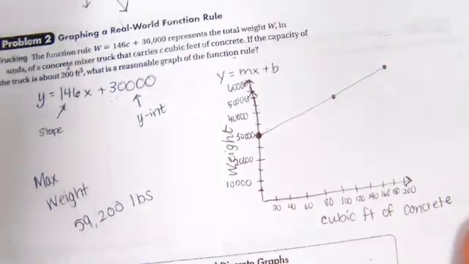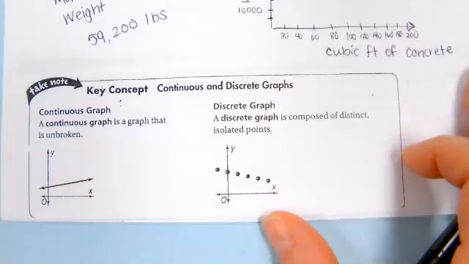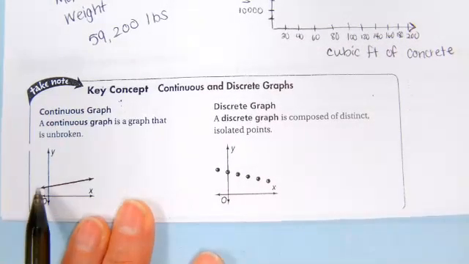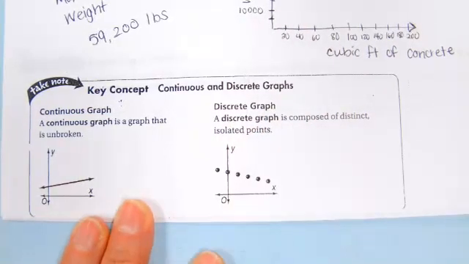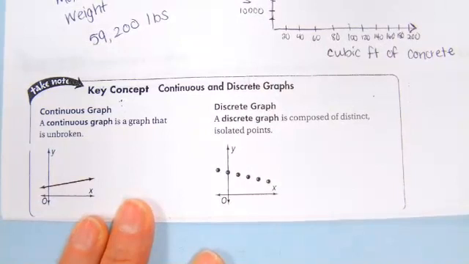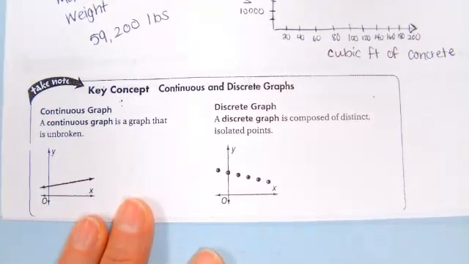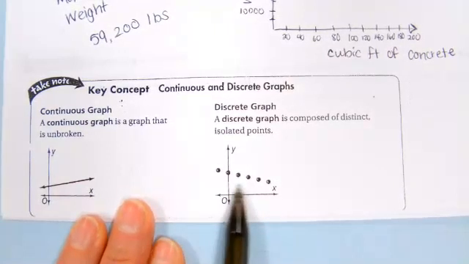So at the bottom, I copied what's called the key concept, okay? Continuous means that they just keep running, right? In a cement mixer truck, you can have 1 pound, 2 pounds, 3 pounds of cement, but can you have 1.1 pounds of cement? Or 1.2, 1.25? You can have everything in between. But some things are called discrete graphs.